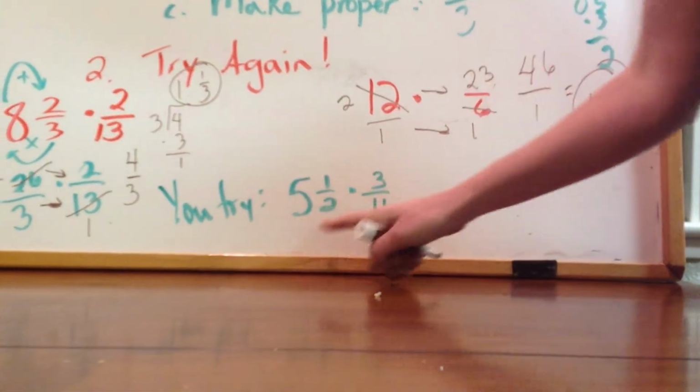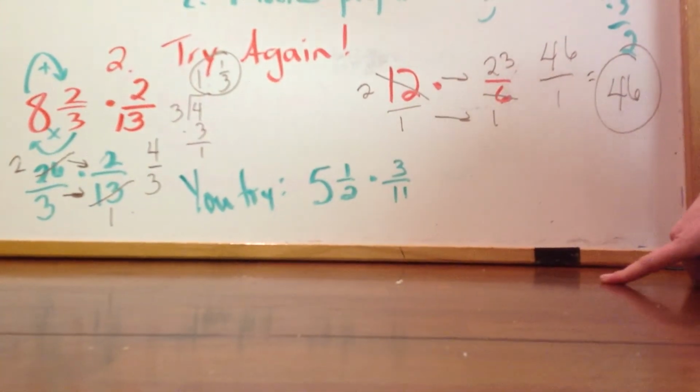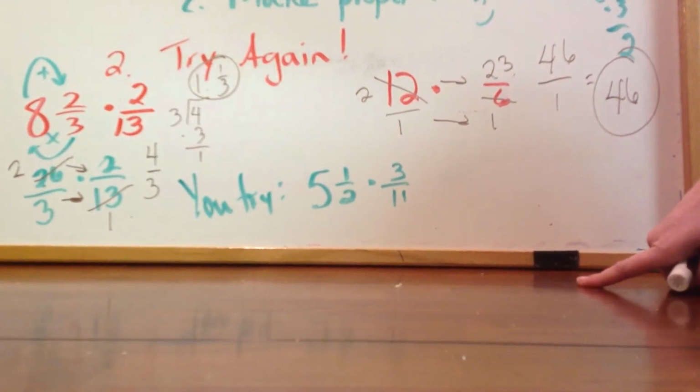Now I'm going to have you guys try. You try 5 1/2 times 3/11. Put it on pause. I'll give you a minute to do it, and then we'll check our answers together.